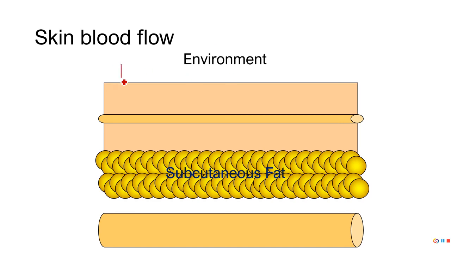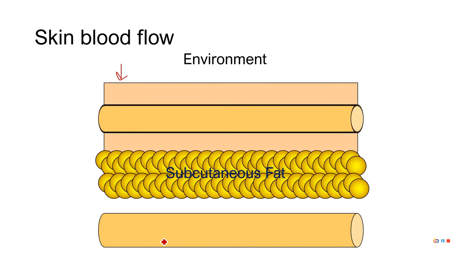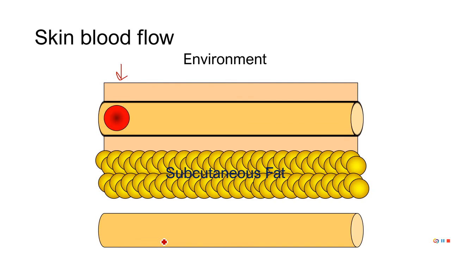So this is our skin. This is fat, and these are two different blood vessels. This is one that's above subcutaneous fat, basically a skin blood vessel, and then we've got something that's below. When it gets hot, the skin blood vessel dilates, and so blood can go through it and dissipate heat. Not the red blood cell, but the blood itself.